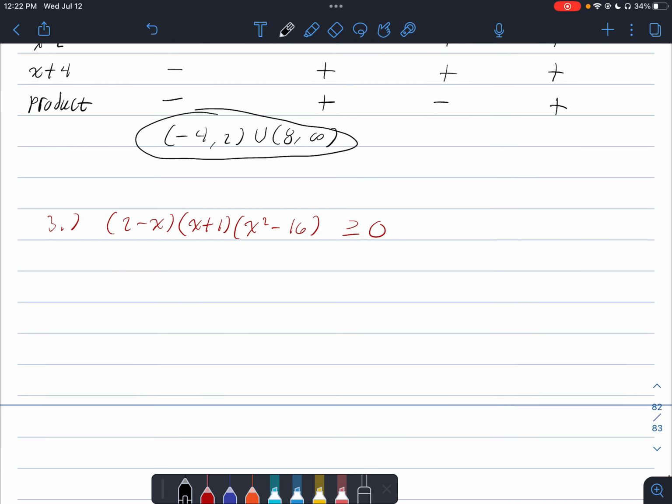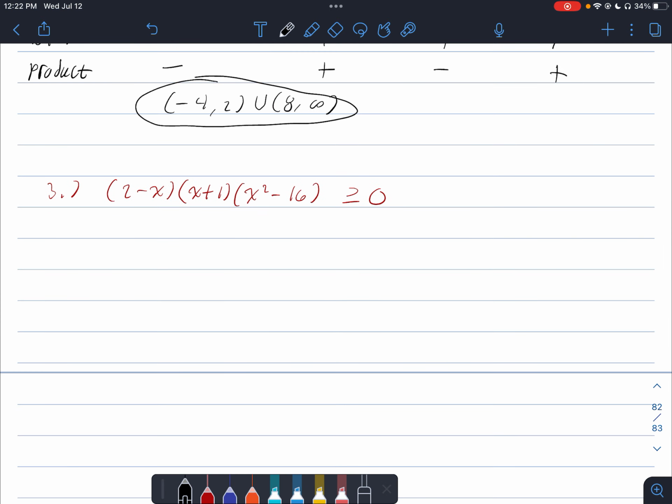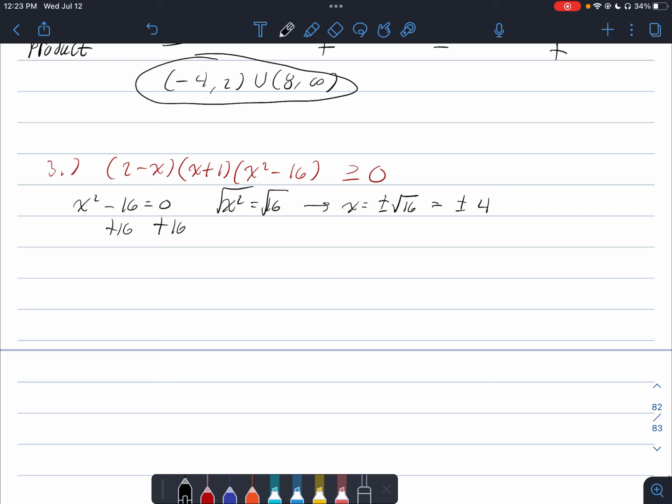All right, so let's take a look at this one. Here we have 2 minus x, we have x plus 1, and then we have x squared minus 16. So let's go ahead and factor x squared minus 16 real quick. Here we have x squared minus 16 equals 0, plus 16 gives us x squared is equal to 16. We can take the square root of both sides, and we get x is equal to plus or minus the square root of 16, which is plus or minus 4. So we have positive 4 and negative 4 as zeros as well.